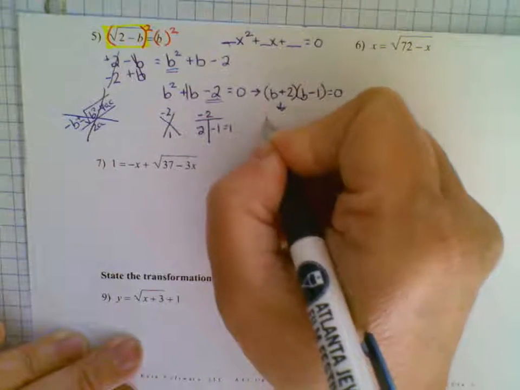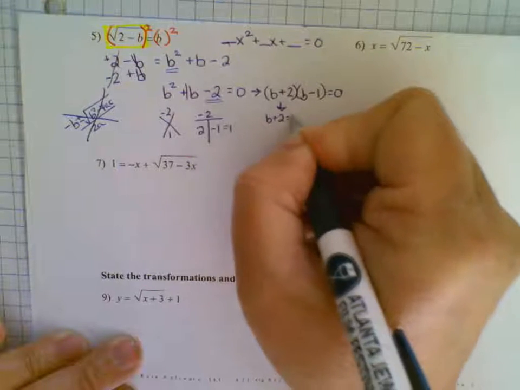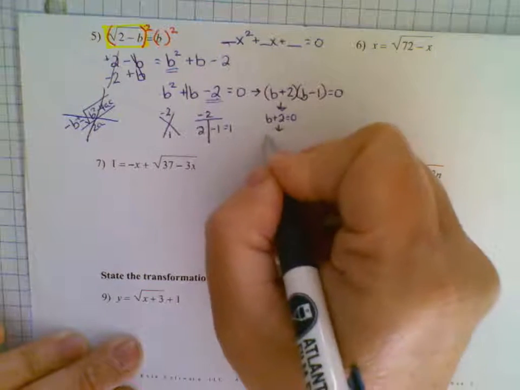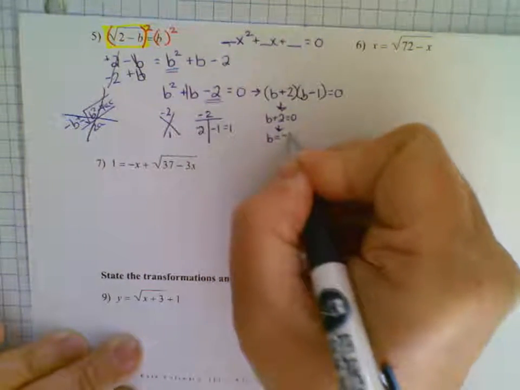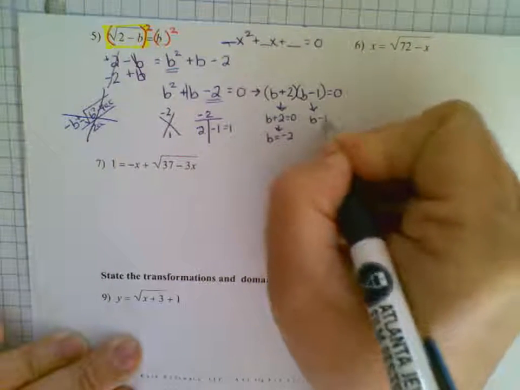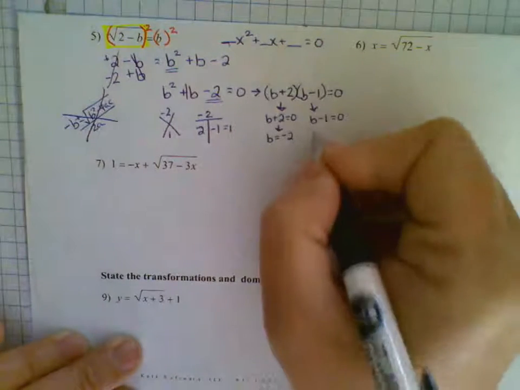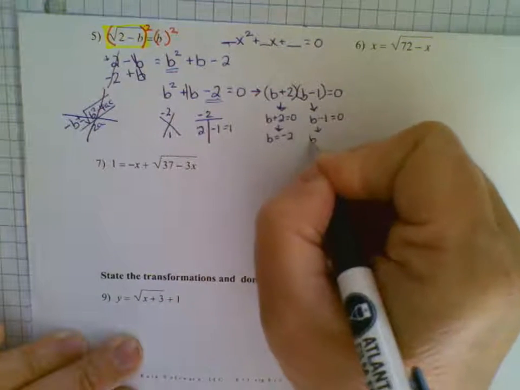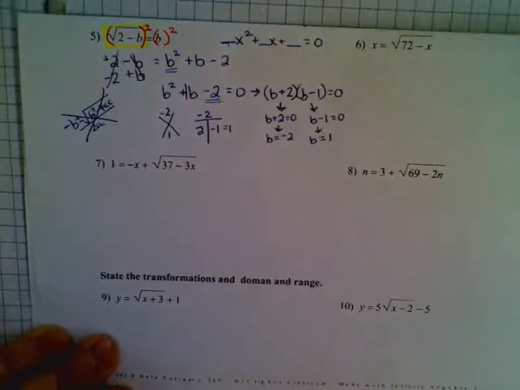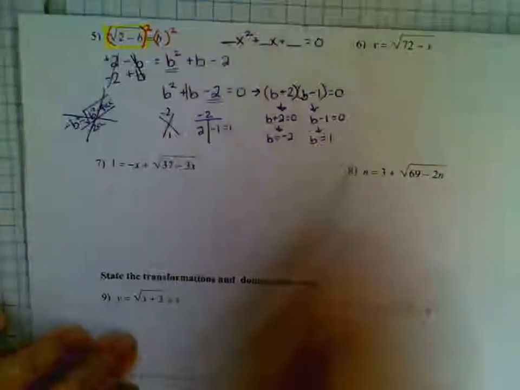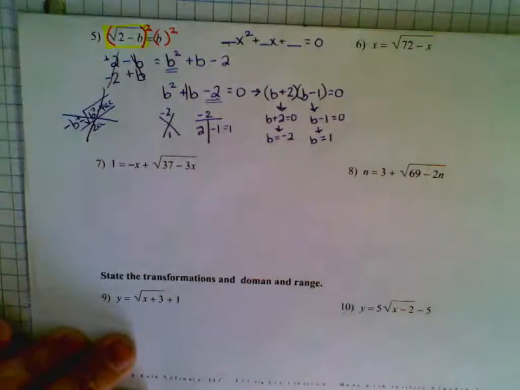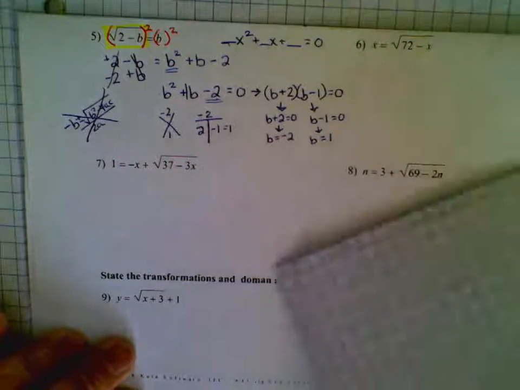When I'm solving, I set each one of these equal to 0, and I would have to subtract 2 in this case, so this is going to be b equals negative 2. This one gives me b minus 1 equals 0, and if I add 1 to both sides, I get b equals 1. So I have 2 solutions. Quadratics oftentimes give you 2 solutions, but I haven't boxed either one of them up because I don't know if they're valid. So what I'm going to have to do now is check them.